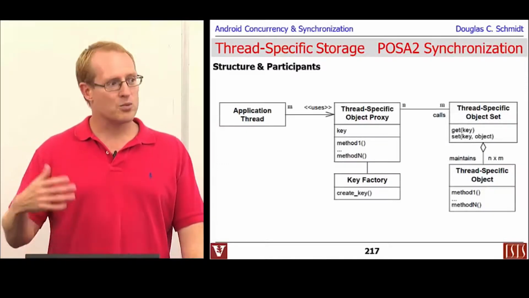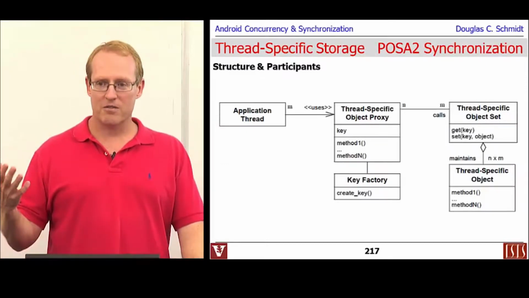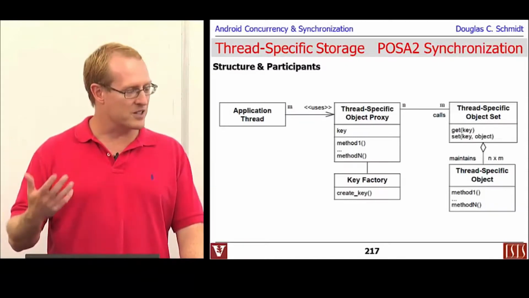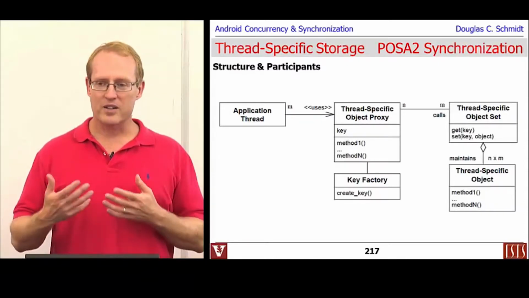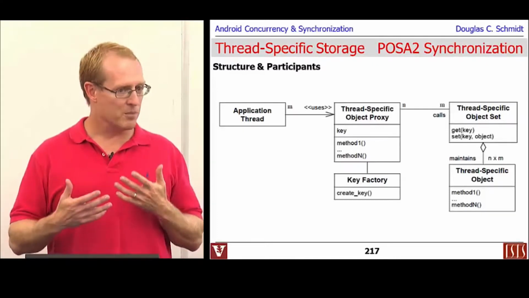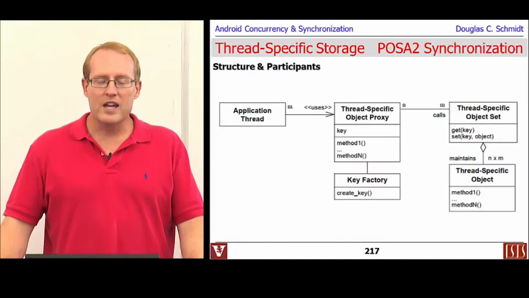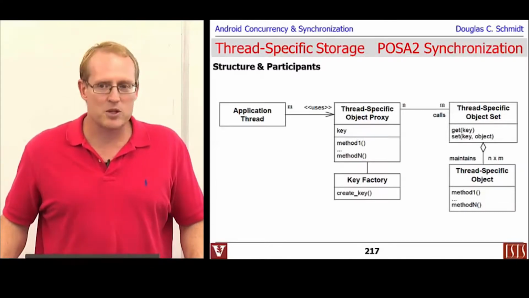And that way, each thread gets its own specific version of EraKnow, and so it can set it and check it at its leisure, never having to worry about contention or race conditions on that particular variable. So we'll talk a bit more about that later. OK, here's the structure and participants of this particular pattern.